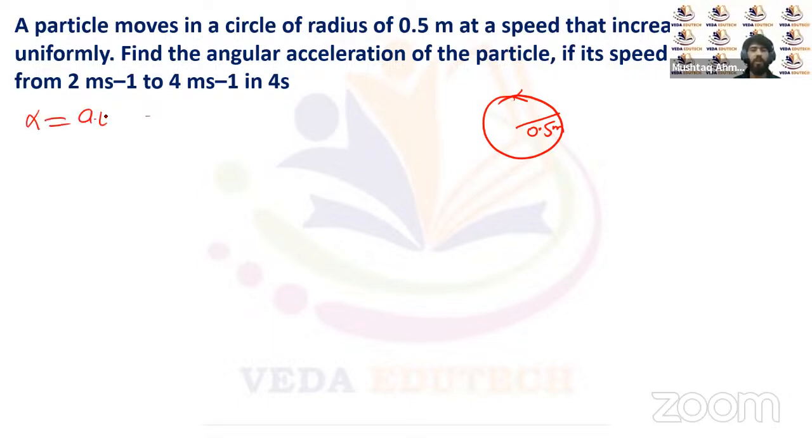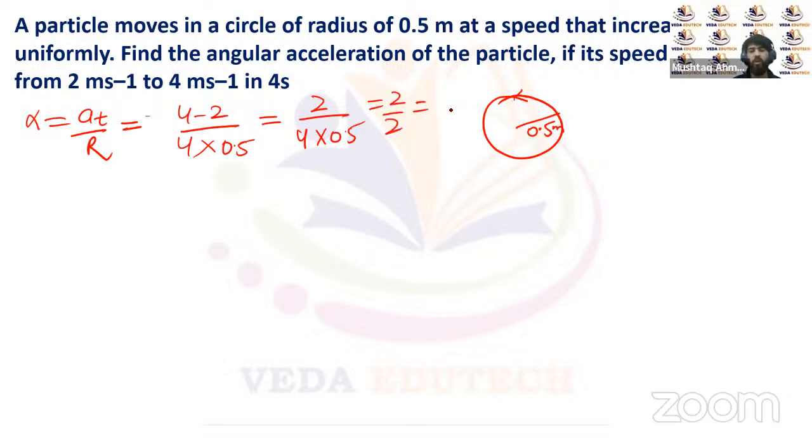So alpha will be the tangential acceleration upon the radius, right? Tangential acceleration here will be the change in speed per unit time, that is 4 minus 2 upon 4 seconds, divided by the radius, 0.5 meters. So it will be 2 upon 4 multiplied by 0.5, that will be equal to 2 upon 2, that will be equal to 1 radian per second square. So this will be the angular acceleration for the particle, right?